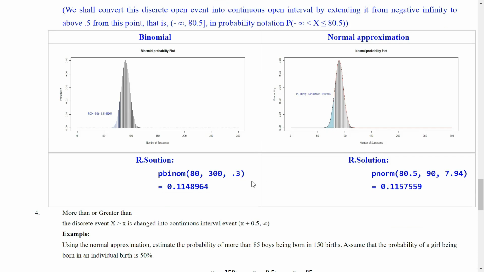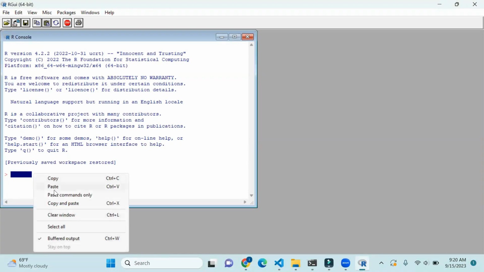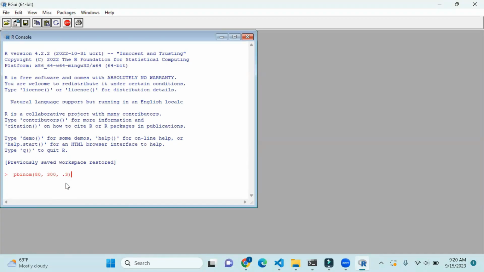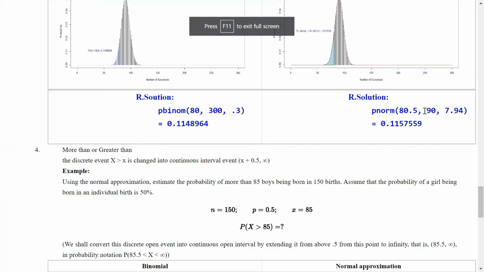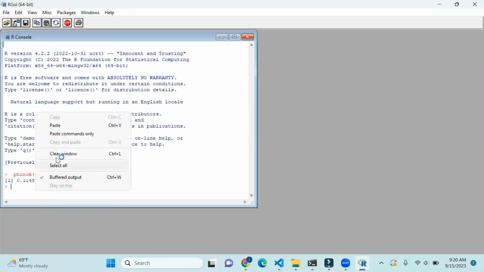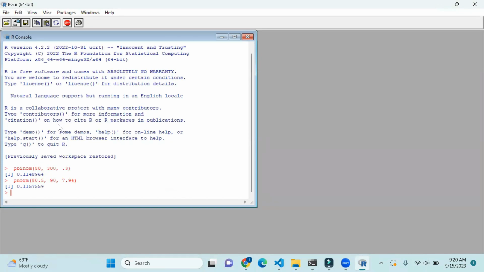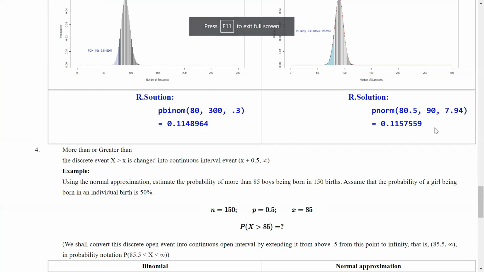our solution is given. If we copy this binomial command and paste at this R console, we get the printed result here. Similarly, if we copy the normal command and paste at this R console, we get the next result here. Here we see that the result matches up to the second place of decimal.